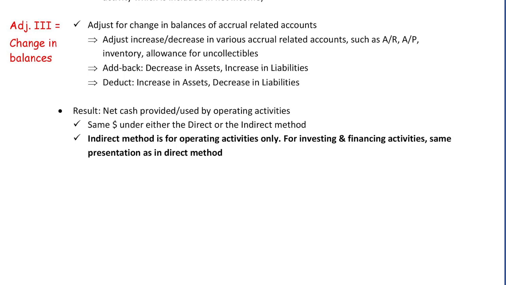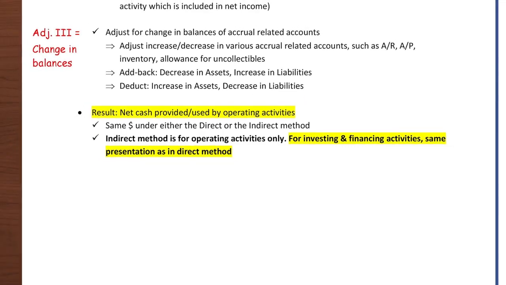So indirect method for the operating activities section, that's a reconciliation approach where you start with the net income number on your income statement. You have the 3 adjustments for non-cash, non-operating and change in balances. The result is net cash provided or used by operating activities. Now this is allowed for operating activities only. For investing and financing activities, you have to go for the direct method. So for investing and financing activities, same presentation as in the direct method.